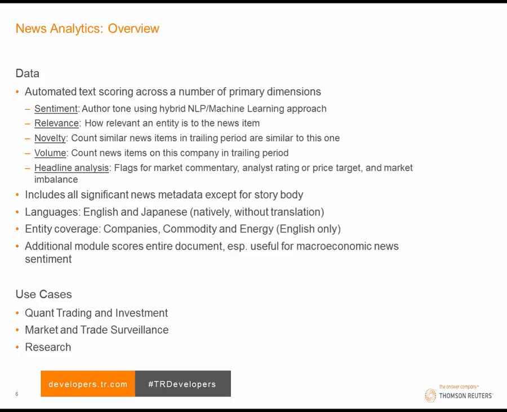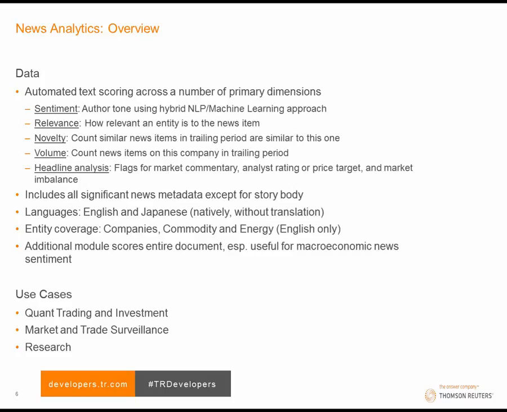It counts similar news items in a trailing window that are similar to this one. And again, if we find many similar items, we might want to filter this one out. Volume is a simple count of news items on this company or entity or commodity in a trailing period. And headline analysis adds flags for market commentary, analyst ratings or price target changes, and market imbalance.